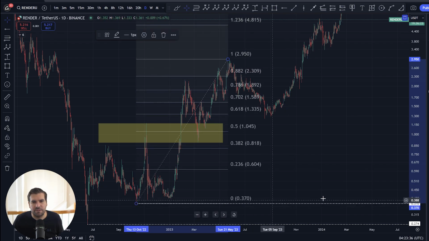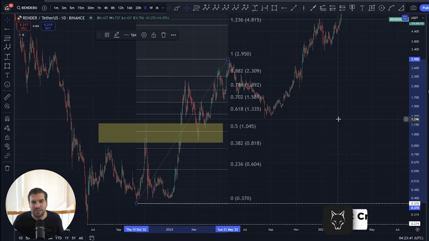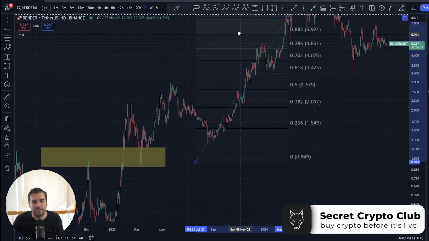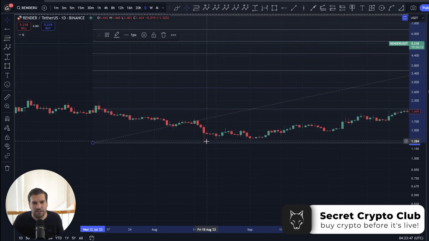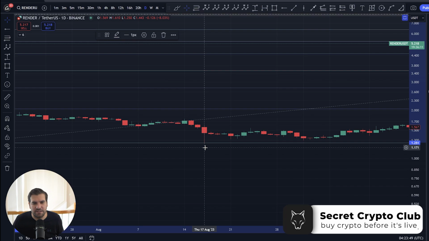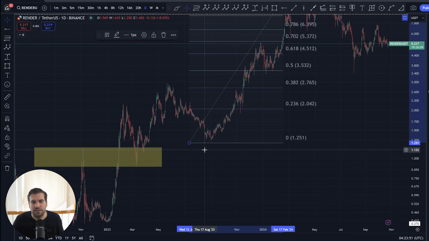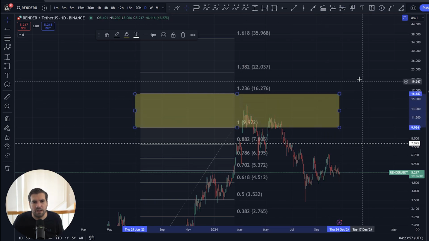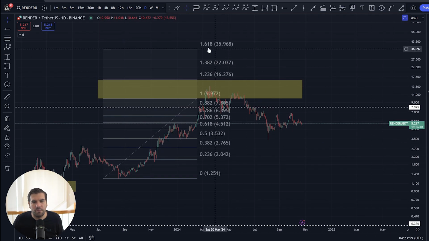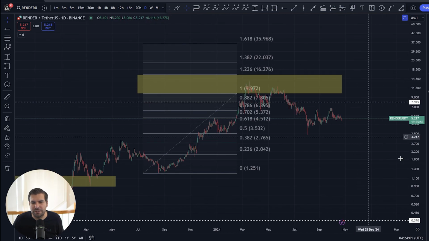There we go. So from 37 cents to 2.95, October 22 to May 23, we move this over to our swing low that we had over here. And I'm going to zoom in so you guys can see that one is the 17th of August, 2023. Okay, we can see that we came up to what our expected ranges were, essentially between 1 and 1.236, with 1.618 being at $35, which we did not hit.